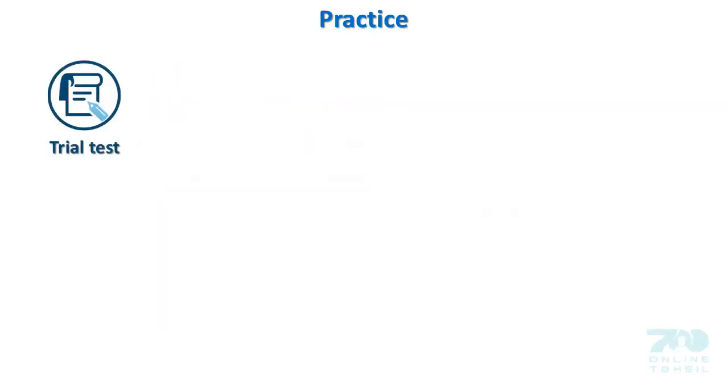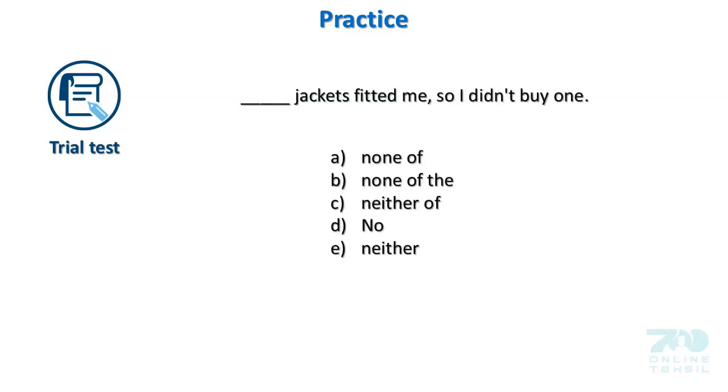Let's have some trial tests now. You have to choose the right answer. Jackets fitted me, so I didn't buy one. A. None of. B. None of the. C. Neither of. D. No. E. Neither.